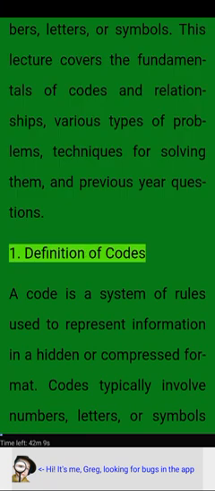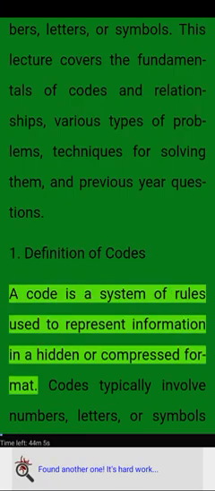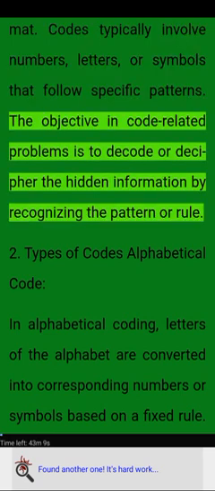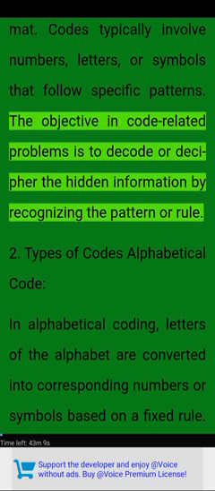This lecture covers the fundamentals of codes and relationships, various types of problems, techniques for solving them, and previous year questions. 1. Definition of codes. A code is a system of rules used to represent information in a hidden or compressed format. Codes typically involve numbers, letters, or symbols that follow specific patterns. The objective in code-related problems is to decode or decipher the hidden information by recognizing the pattern or rule.